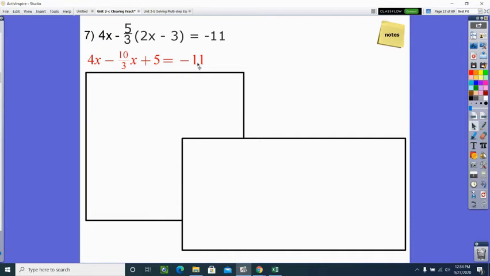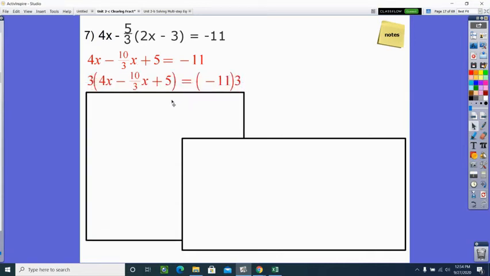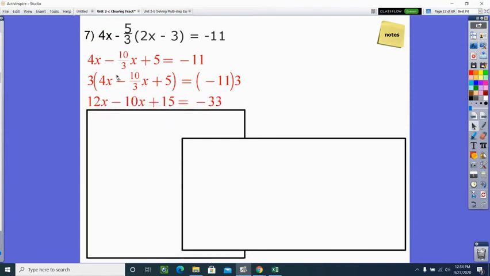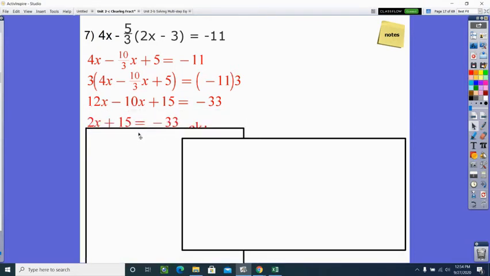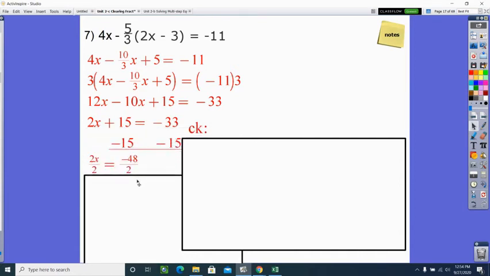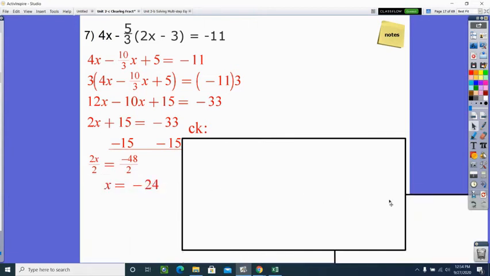I'm now going to clear the fractions by multiplying everybody, 1, 2, 3, 4 terms by 3. And when I do that, I'm going to get 12x minus 10x, because the 3's cancel, plus 15 equals negative 33. And look, no more fractions. Next would be to combine like terms. And I'm at a two-step equation. I'm going to subtract 15 from both sides. And I'm going to divide by 2. And I believe that my solution is negative 24.